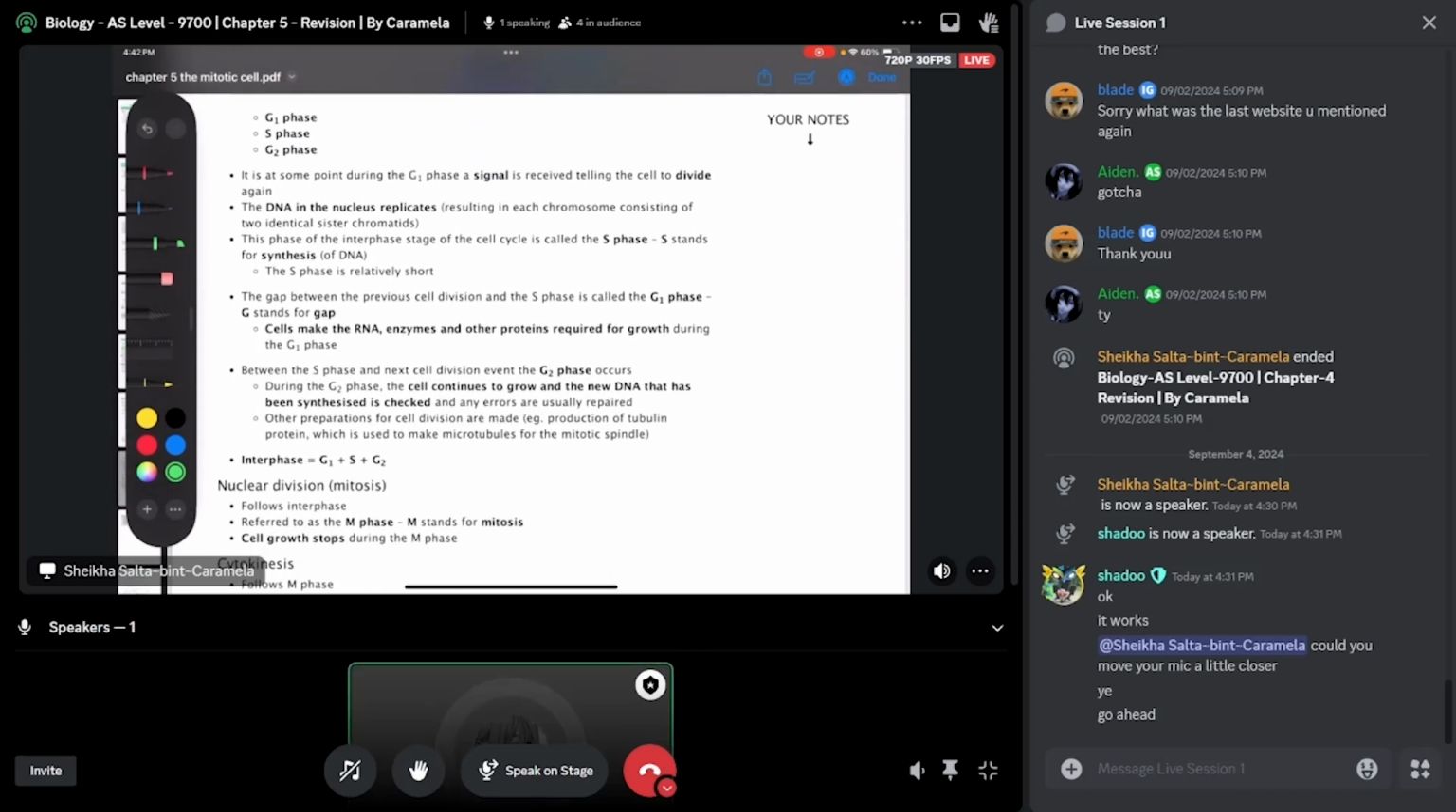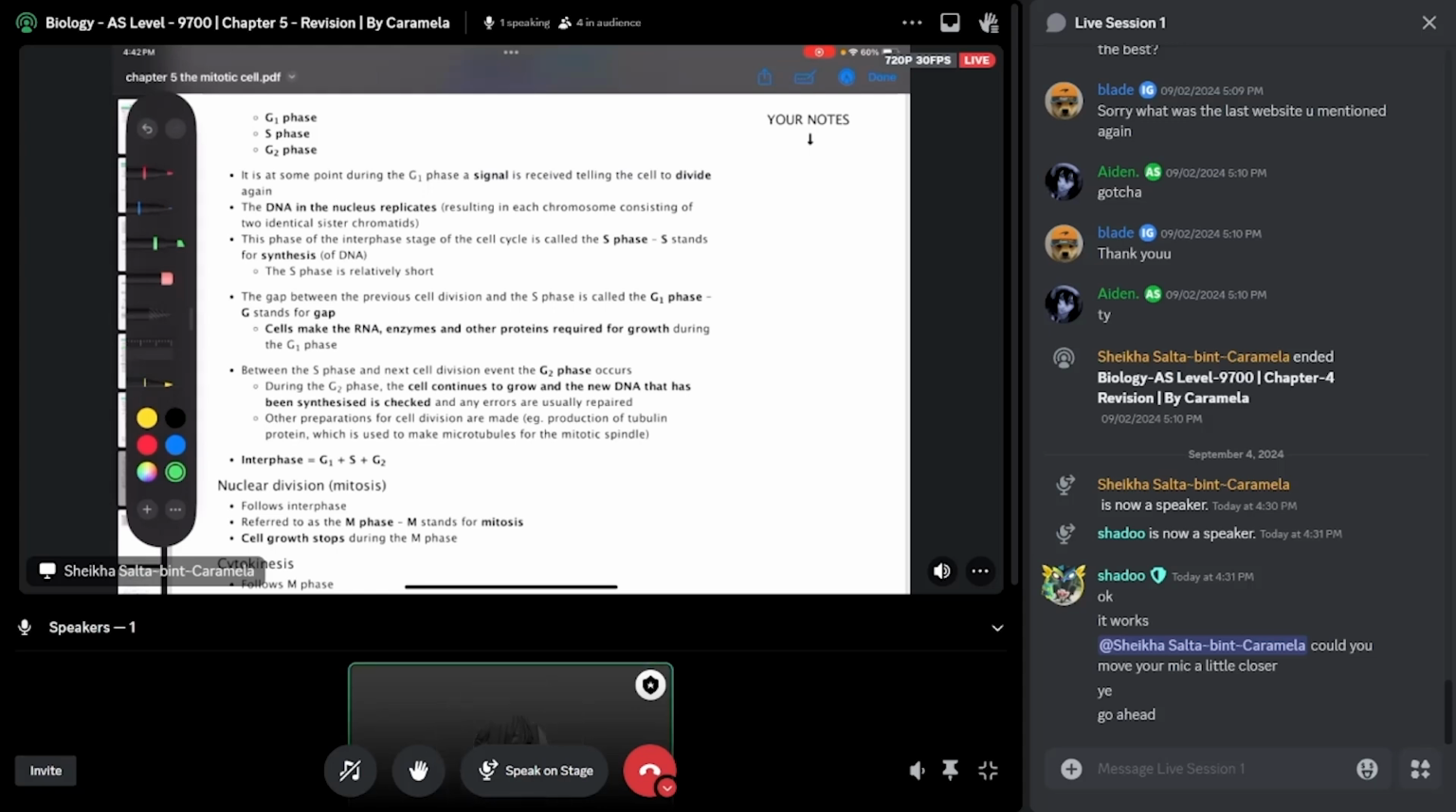So at some point in G1 phase, a signal is received telling the cell to divide as it's in its resting phase, and it's just doubling its mass. That's all it's doing at that point. Then the DNA in the nucleus replicates and two identical sister chromatids are formed. This phase of interphase is called the S phase, and S stands for synthesis of DNA. So you can learn it like that as well.